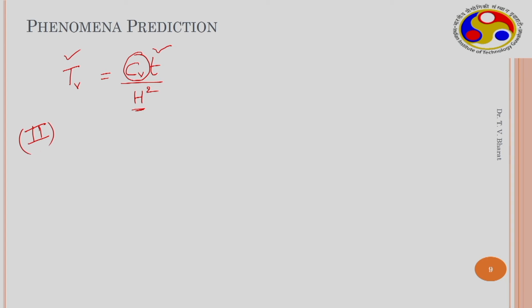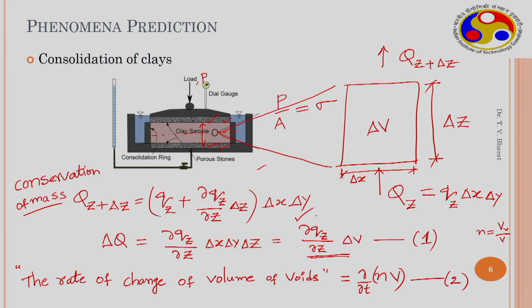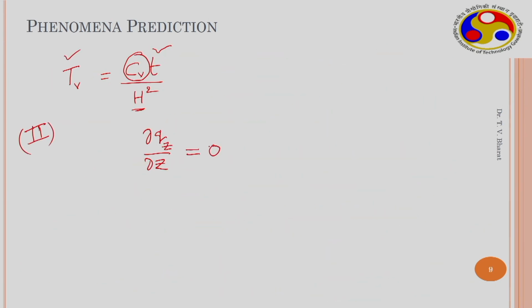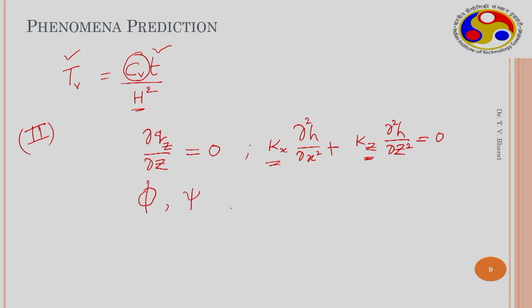Similarly, for steady state flows, equation 1, that is dou q_z by dou z, should be equal to 0. For two dimensional flows, this is nothing but k_x dou square h by dou x square plus k_z dou square h by dou z square equals 0. For the isotropic case, k_x and k_z are the same, so this is simply dou square h by dou x square plus dou square h by dou z square. This we solve by invoking velocity potential and stream function, and knowing that these two functions satisfy the Laplace equation, we graphically solve this for estimating the seepage rates underneath a dam.